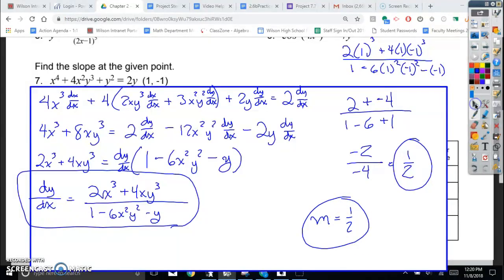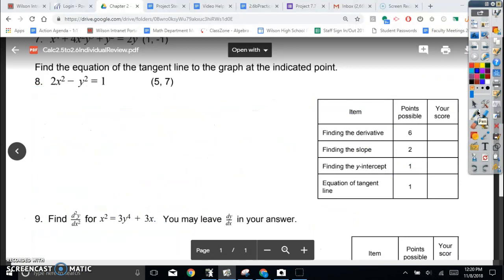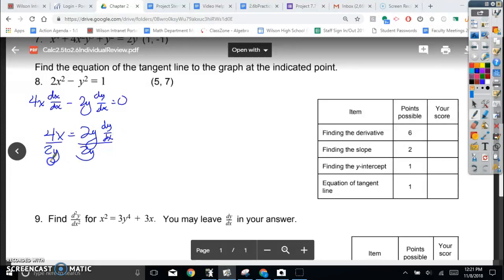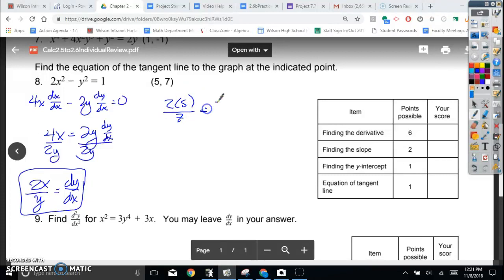All right? Here's 7. All right, finally finding the tangent line. So now we've got to do derivative, slope, and find the tangent line. Good news is this is a little bit easier to differentiate. This is 4x dx/dx minus 2y dy/dx equals 0. So this is 4x equals 2y dy/dx. And divide by 2y. So this is 2x over y, dy/dx. All right, so let's go ahead and get our slope. So we got 2 times 5 over 7. That's our slope. So this is 10 over 7.